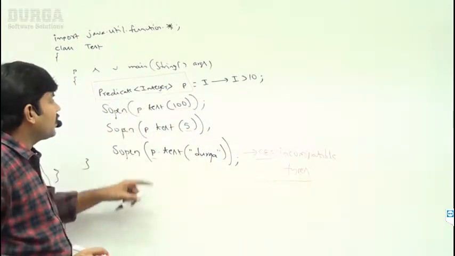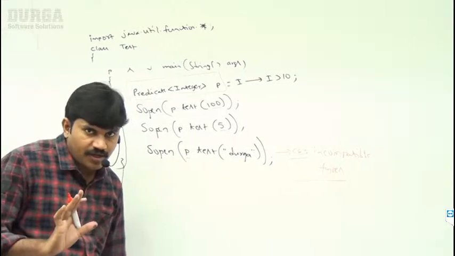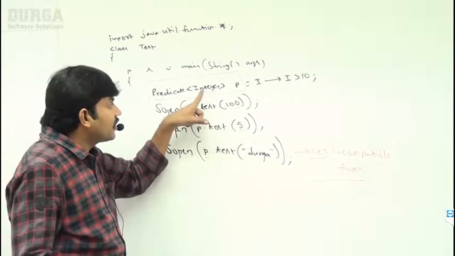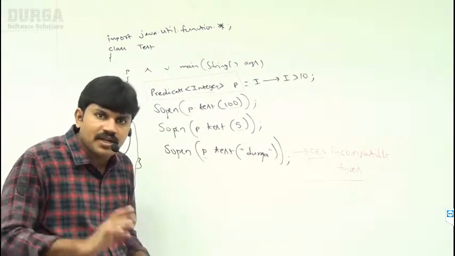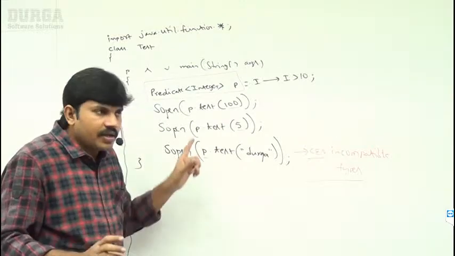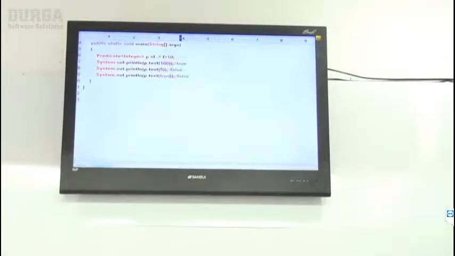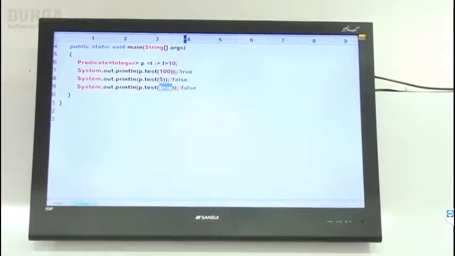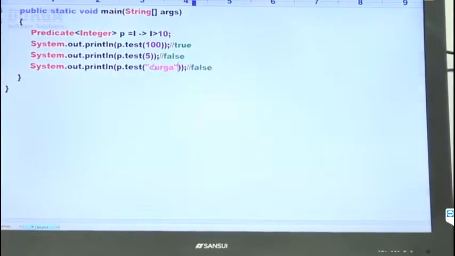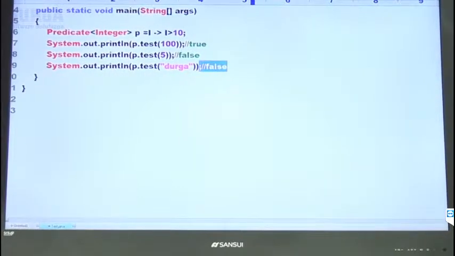String cannot be converted to predicate. Clear for all of you, right? Okay? String cannot be converted to integer. This is the compatible method by default we are going to get. Can I go for this? Just observe that, sir. What I want to do here is just pass Durga, like this.